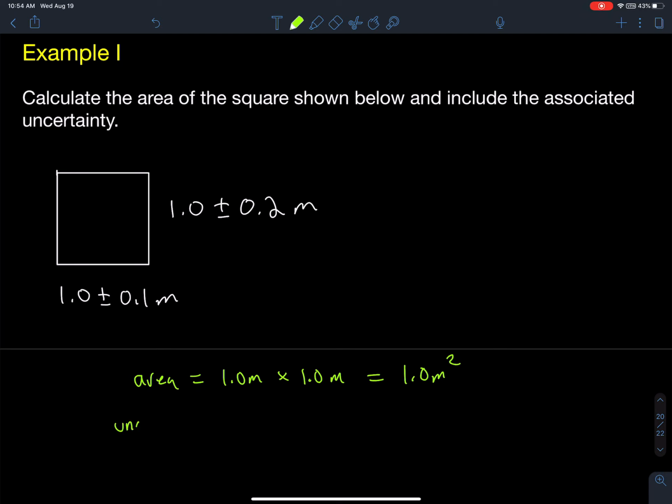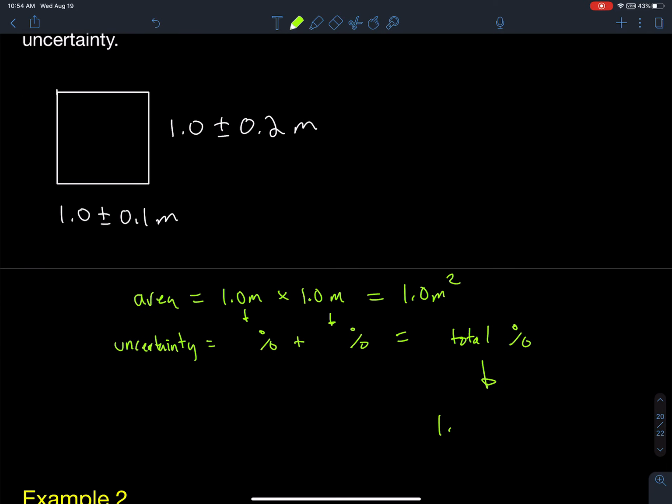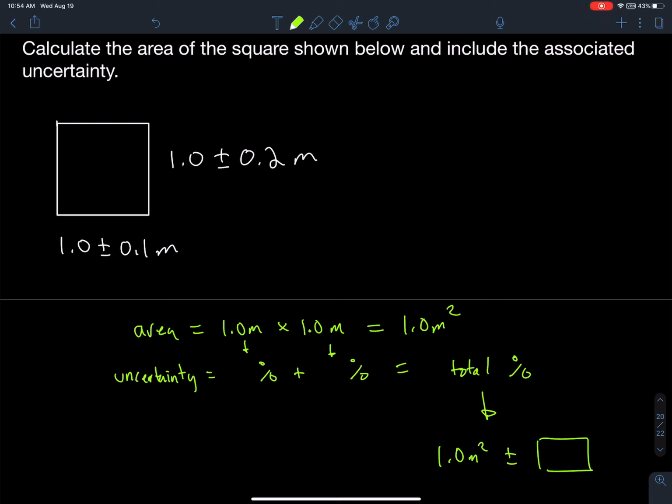And then the uncertainty, okay, I need to calculate the percentage of that measurement, and I add it to the percentage of that measurement to get the total percent, and then using that, I can calculate plus or minus whatever I'm looking for in terms of absolute uncertainty. Okay, so let's find the percentage. So the percentage is going to be 0.1 meter divided by 1 meter times 100%. I'm just going to erase this because there's not enough room.